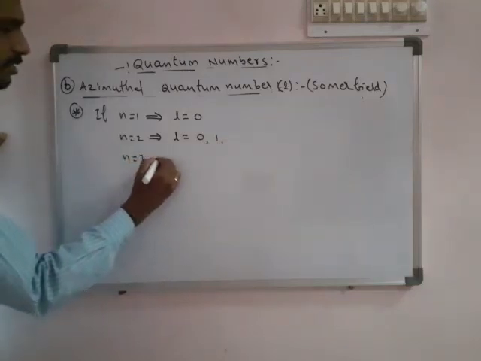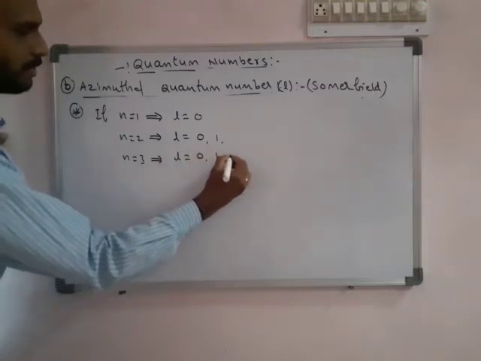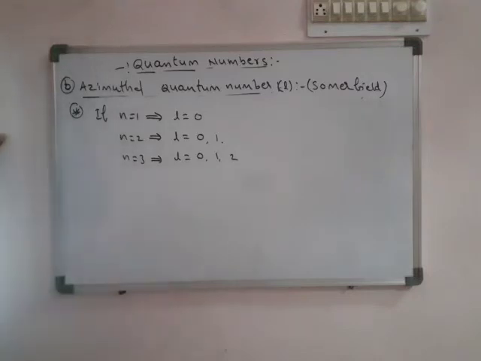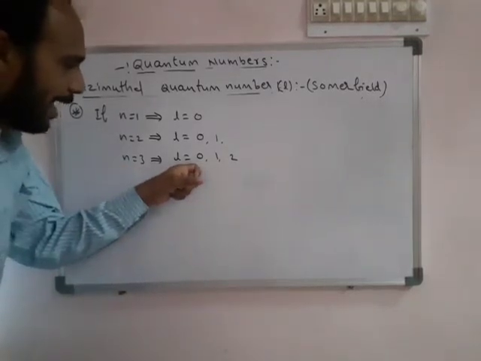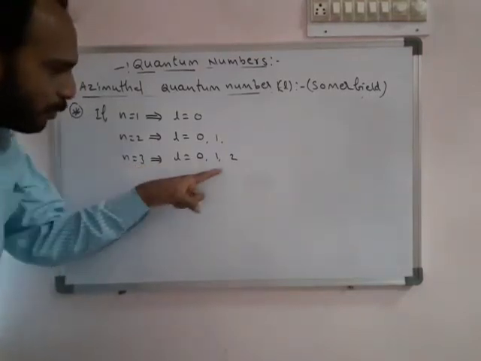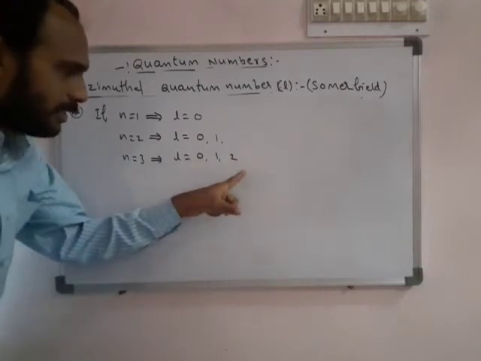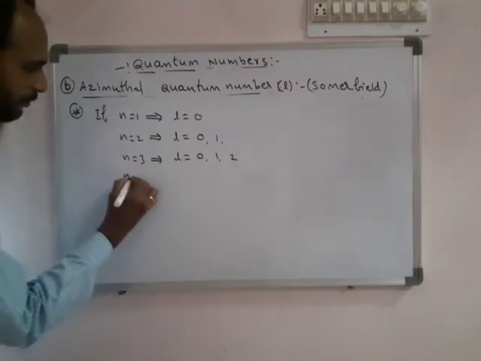If n equals 3, what are the L values? 0, 1, 2, that is 3 minus 1. L starts with 0 and ends with n minus 1. Here n equals 3, so 3 minus 1 means it ends with 2. So 0 is the initial point and 2 is the end point, and in the middle we take 1, only positive integers.